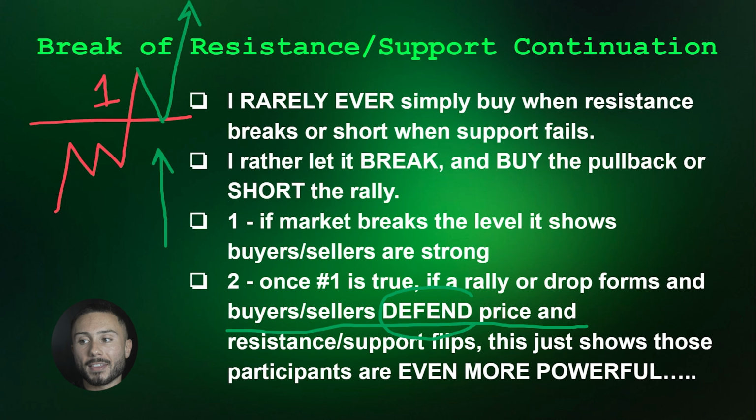This just shows that the buyers who were on point number one are even stronger because they are defending, keyword here, defending price. So point number one shows buyers are strong. Point number two defends it and validates it even more and just gives me more conviction or makes it even more powerful. It's the two-step process.